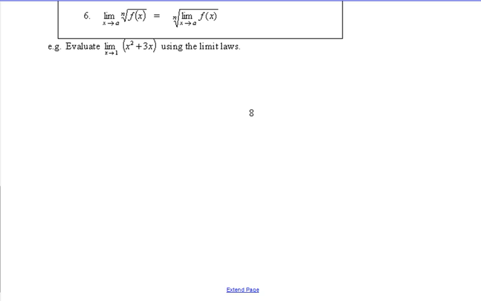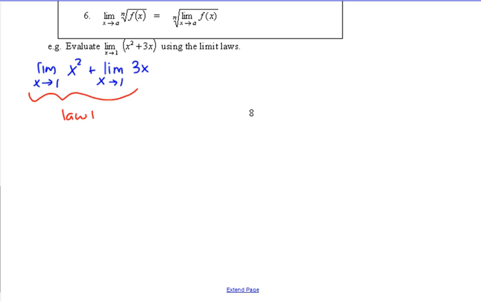Okay, so I'm going to start with the summation law. What law is that? Law 1. So what we're going to do is take the limit as x approaches 1 of x squared plus the limit as x approaches 1 of 3x. And so that was law 1.